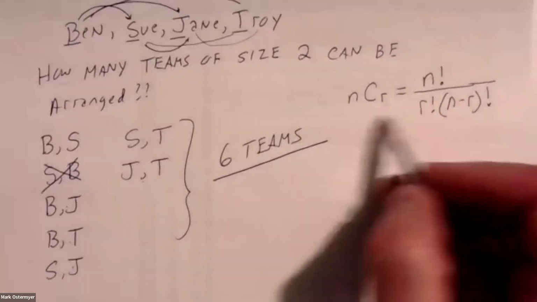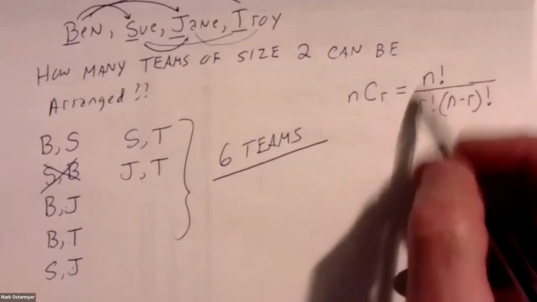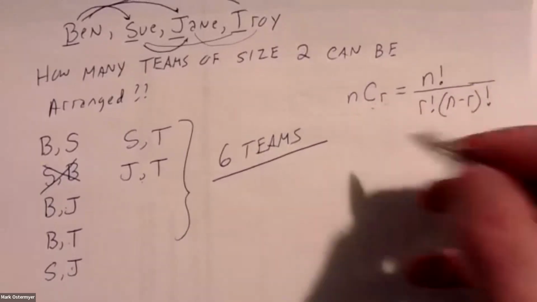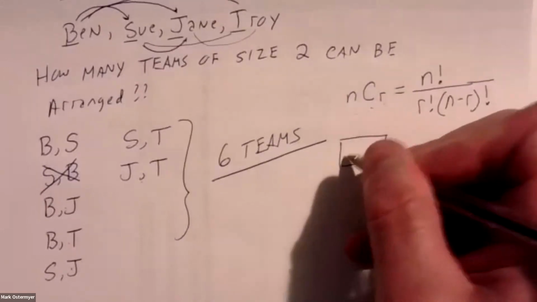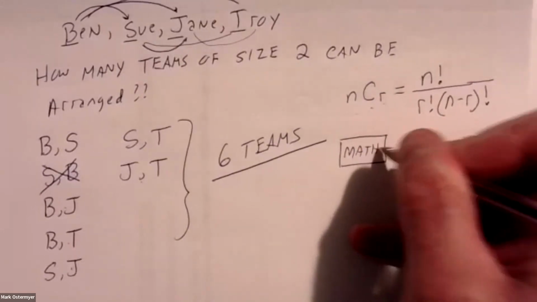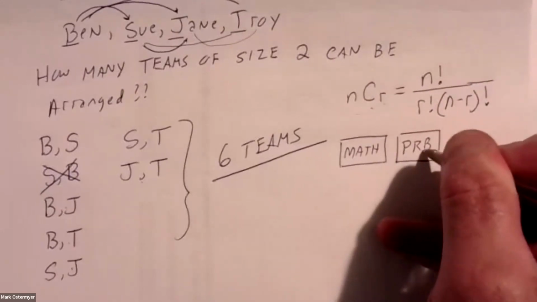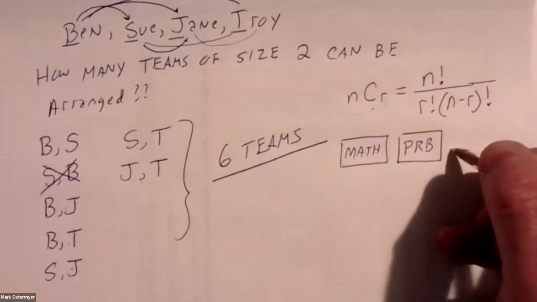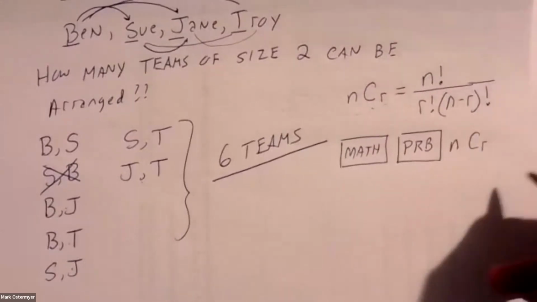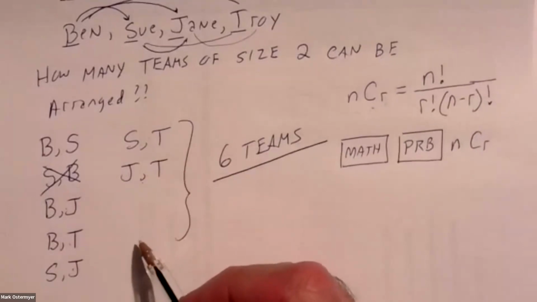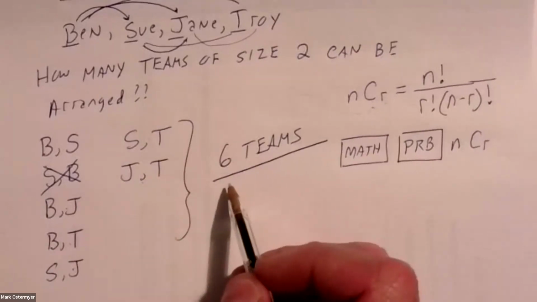Now, the good news is we don't even need to play around with the factorial function, because you've got this built right into your calculator. In fact, ladies and gentlemen, if you hit your math button and go over to your probability menu, PRB, short for probability, you can see the nCr function down there. Let's put it to work to show ourselves that there are 6 possible teams of size 2.